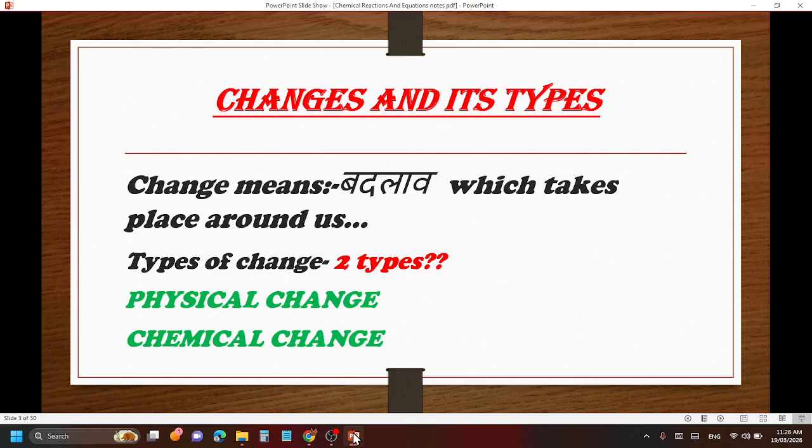So what does a change mean? Change means, as I've written here in Hindi, badalav, the changes which take place around us. Changes means like you are growing, a car is moving, ice is melting, water is getting evaporated. So many things are there. They are called changes because something different, unique is taking place around us. In that also there are two types of changes. What are those? One is the physical change and the second one is the chemical change.